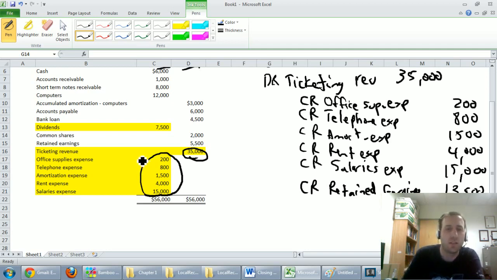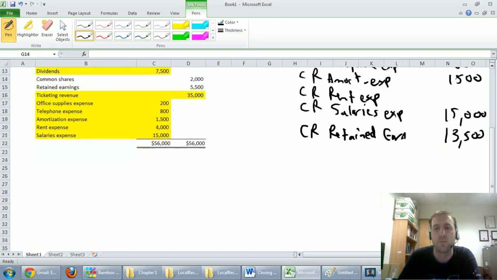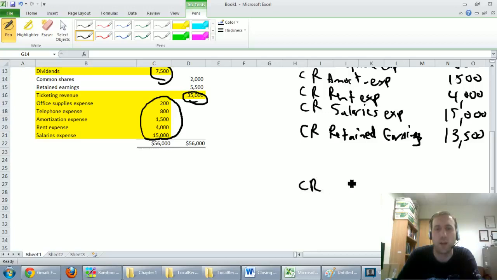Let's make our dividends zero now. So our dividends were a debit of $7,500. I'll just scroll down here, give myself a little room. I want to make dividends go to zero. So if they were a debit of $7,500, I got to credit them $7,500.